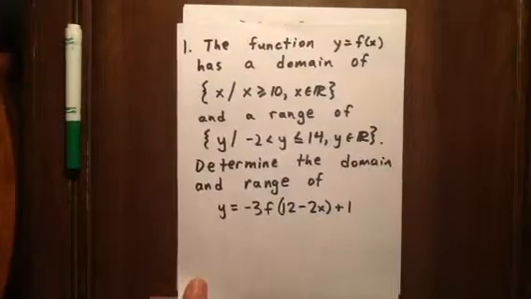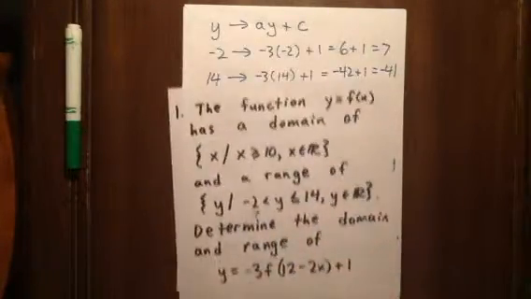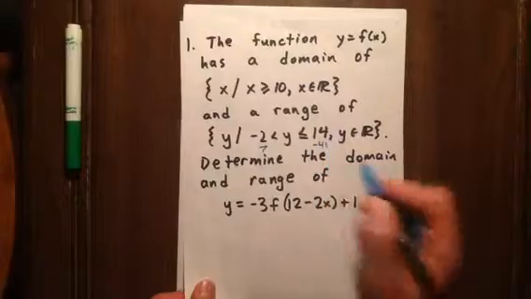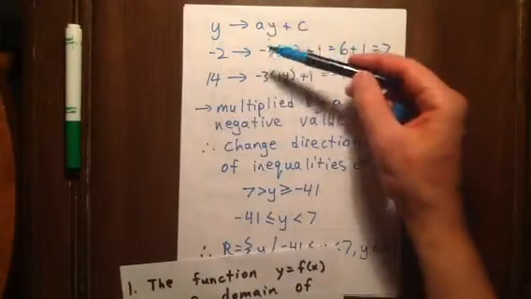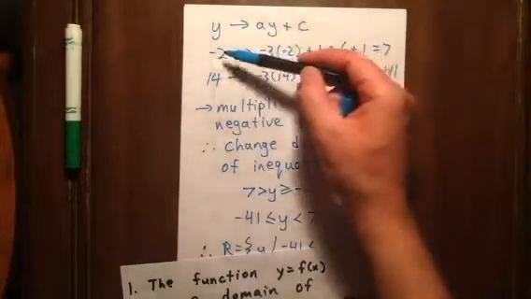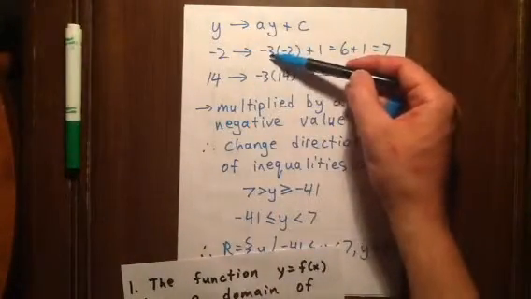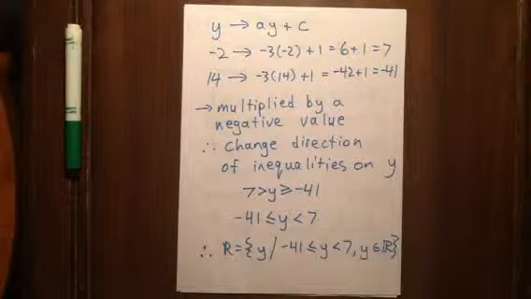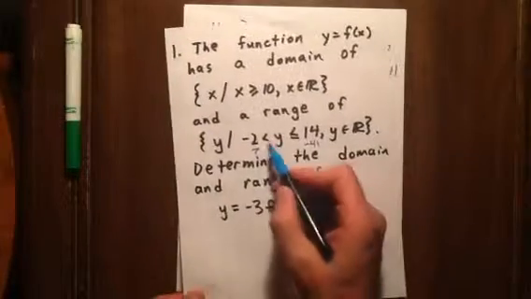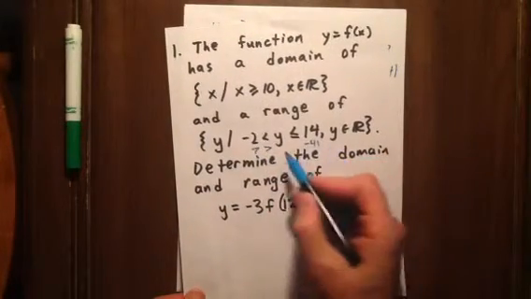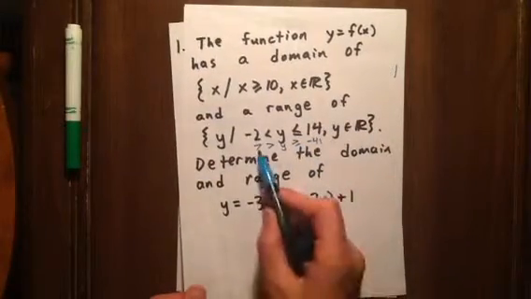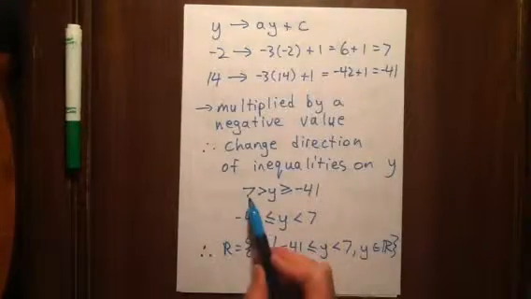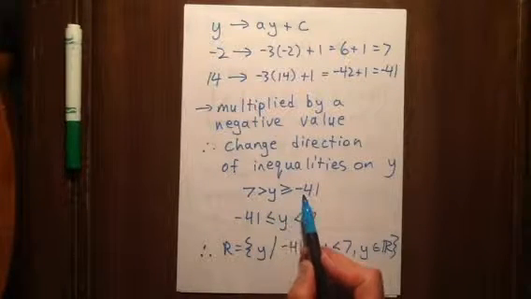So on first glance you might say, well, we're just going to put a 7 here and a negative 41 here and be done with it. However, notice that on the way there, we had to multiply by a negative value. We multiplied that y value of negative 2 by a negative 3. In other words, a was negative. And when that happens, we have to change the direction of the inequality. So that less than becomes a greater than, and that less than or equal to becomes a greater than or equal to. So really, this is our new range. So we write 7 is greater than y, greater than or equal to negative 41.